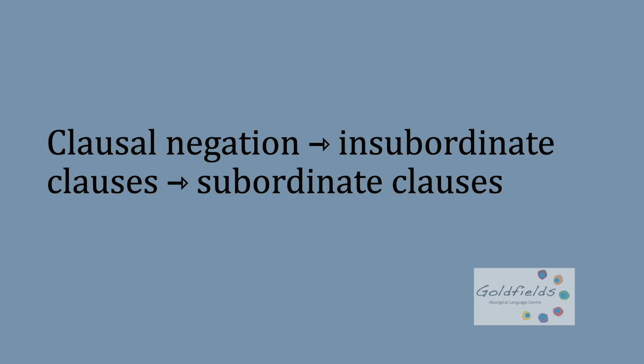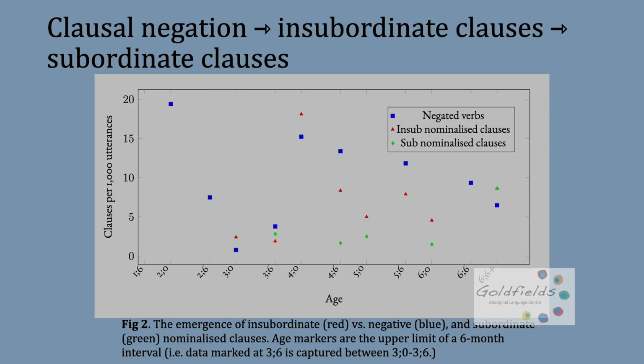Okay, so sequence of acquisition. What we find is that clausal negation is the first nominalised clause type to be acquired by children, followed by the acquisition of insubordinate requests for states of affairs, with subordinate nominalised clauses bringing up the rear. This is represented in this graph here, which records nominalised clause tokens. We have the youngest age brackets towards the left edge of the x-axis and the oldest age brackets towards the right edge of the x-axis.